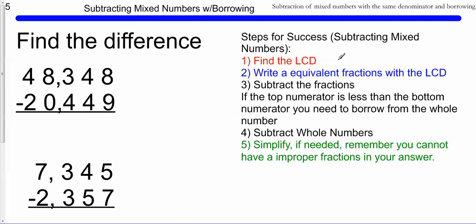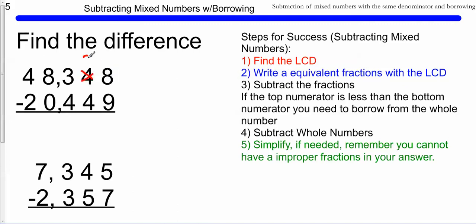Here we go with lesson 5, subtracting mixed numbers with borrowing. So before we talk about subtracting mixed numbers, let's refresh our memory with just how to subtract when we need to borrow. Okay, so I'm looking at 48,348 minus 20,449. So there's not enough to take away from the 8, so I need to borrow from the 4.